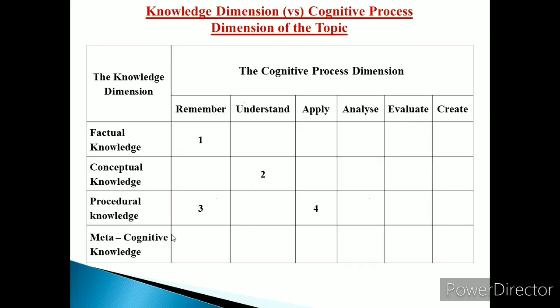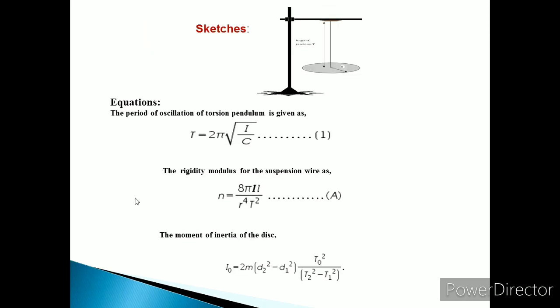Okay, let me move on to the next one. This is a simple comparison diagram of the knowledge dimension with the cognitive process. This is the weightage given to each and every question. These are the general sketches. What are the types of sketches? The equations we have to study, we have to go through in this topic. That is a simple diagram of the torsional pendulum.